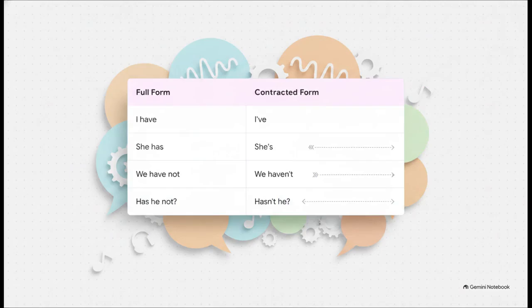But here's where native speakers make it incredibly difficult for you to actually hear this tense in the wild. We almost always contract the auxiliary verbs. I have becomes I've. She has becomes she's. We haven't becomes we haven't. When it's spoken quickly in natural everyday speech, a phrase like I've done it or she's already left totally blends together. That little v and the s are very, very hard to hear. And that's exactly why practicing dictation and really listening closely for these tiny little contractions is the ultimate secret to mastering the present perfect in real everyday life.